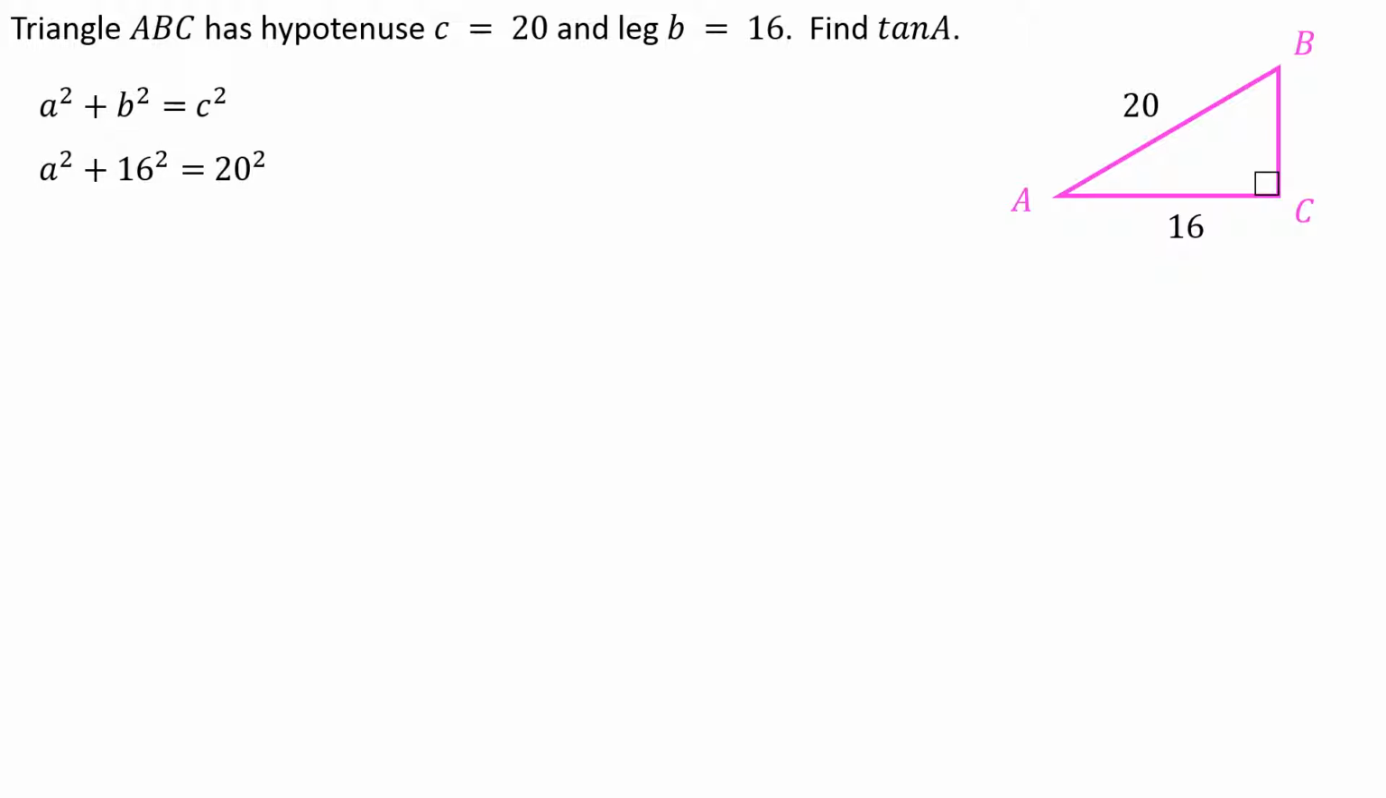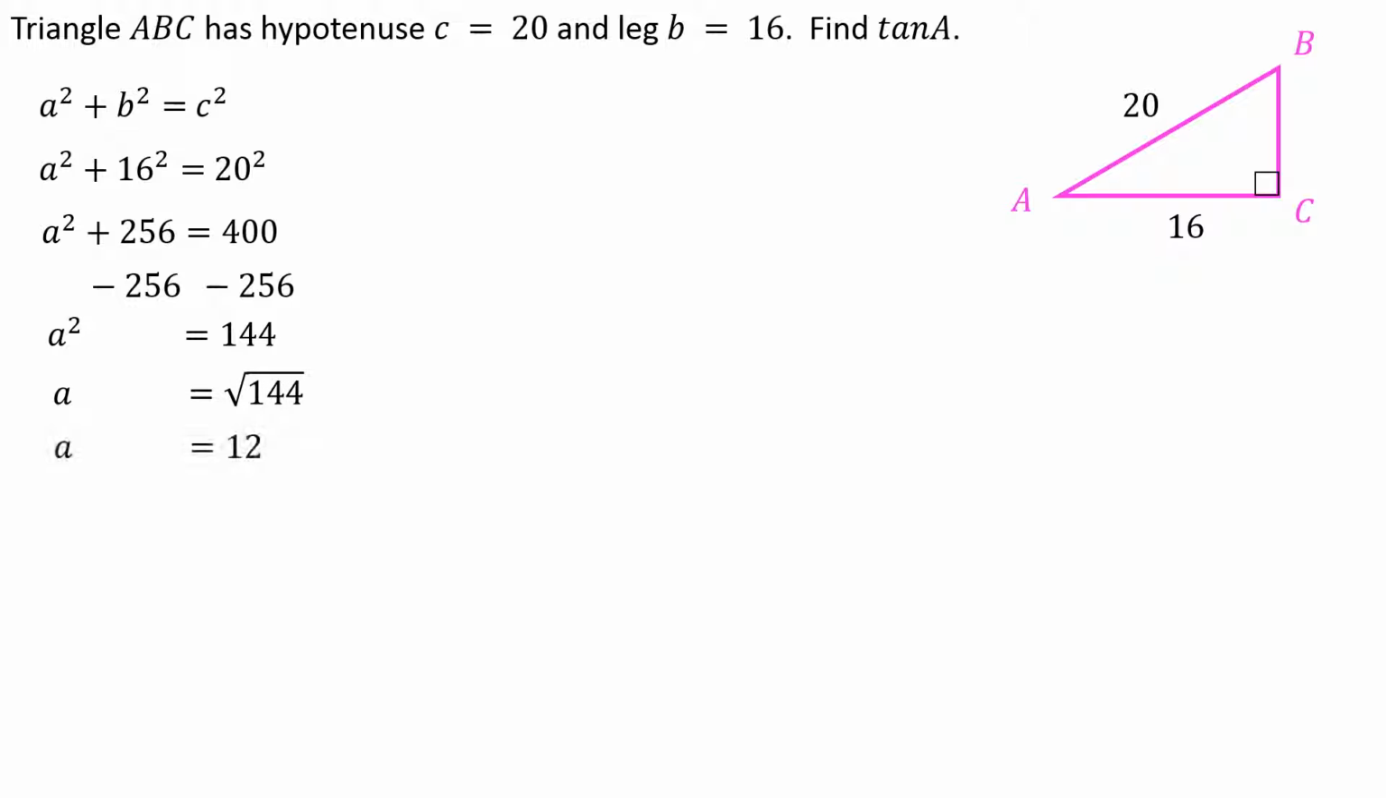I don't know what A is, but I know B is 16. I know C is 20. 16 times 16, of course, is 256. 20 times 20 is 400. I actually need to subtract to get A squared isolated. And of course, if A squared is 144, I need to take the square root. I get 12.